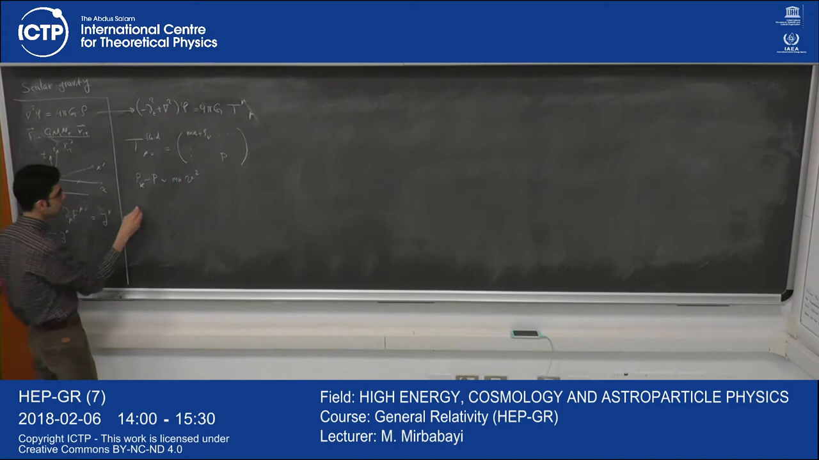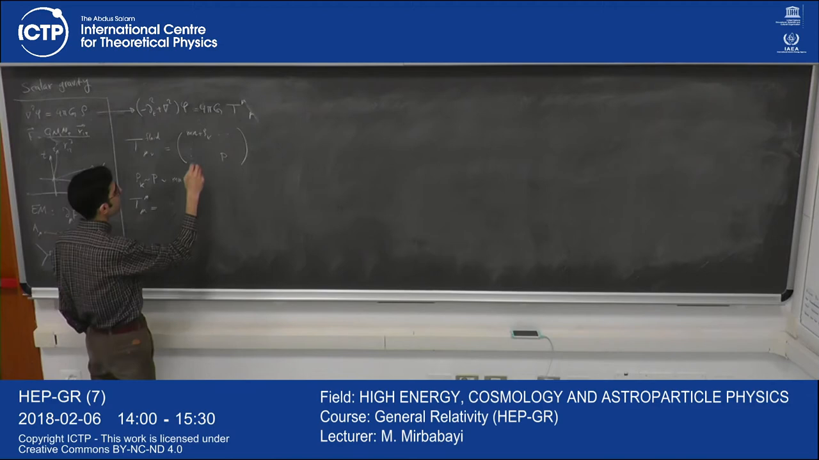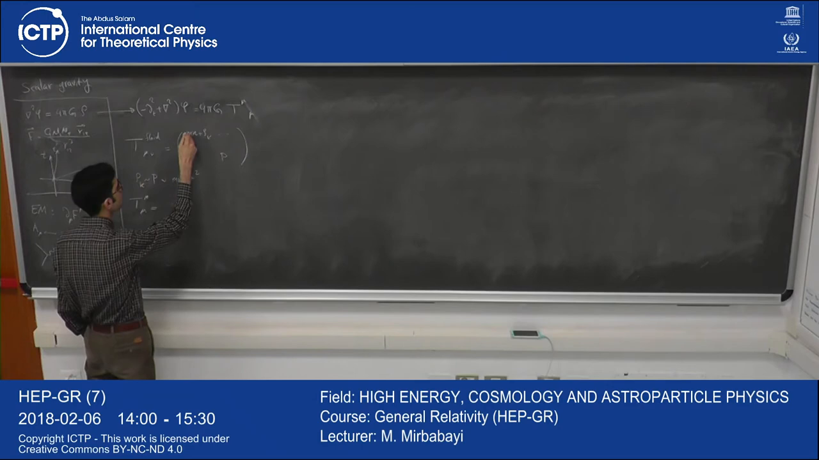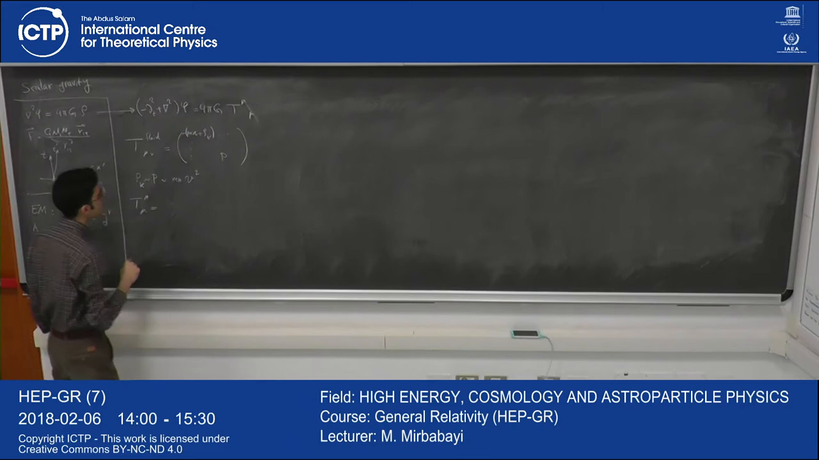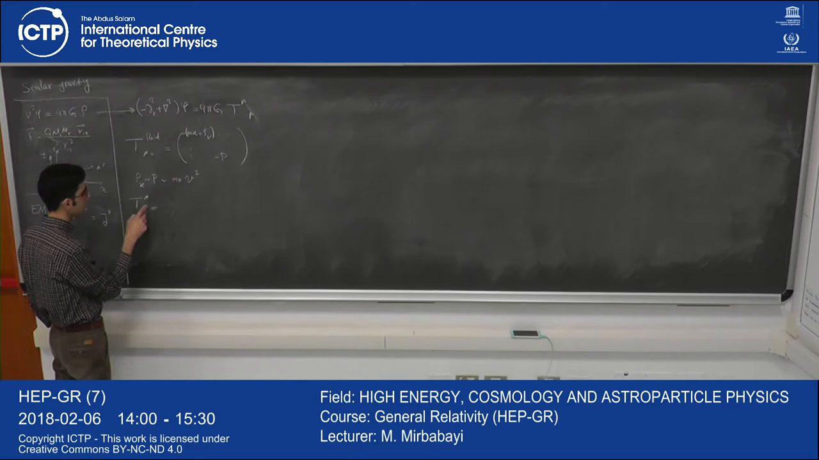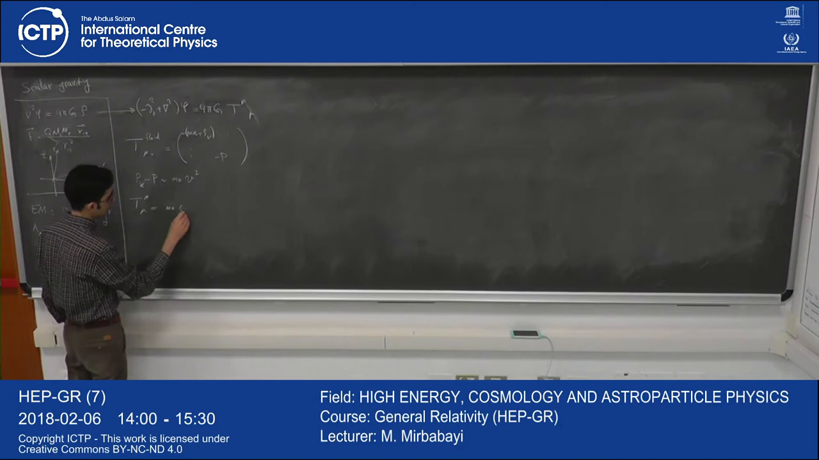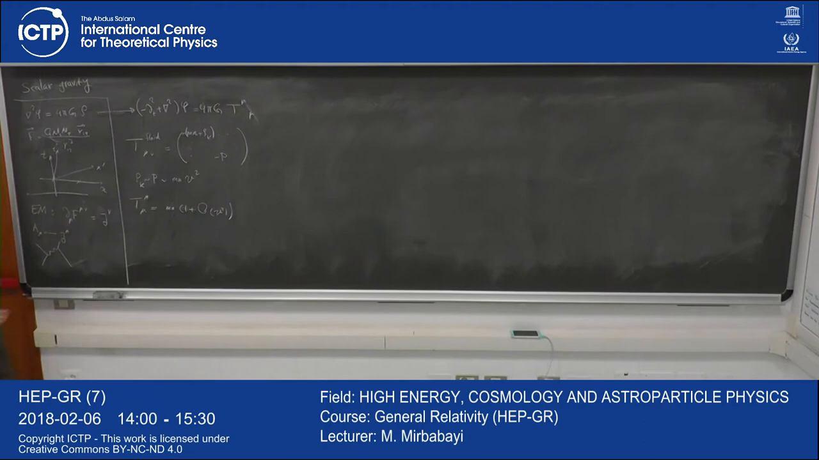So if I look at the trace of a stress energy tensor, I guess I'm screwing up some signs here. So how should it look? I guess there should be a minus sign here. And then the minus sign. So if I look at the trace, then it is going to be mn times 1 plus order v squared, correct? So in the non-relativistic limit, indeed, it gives us the mass density.